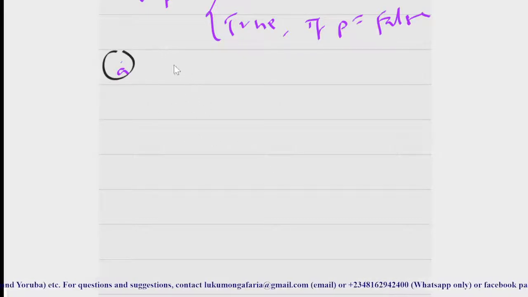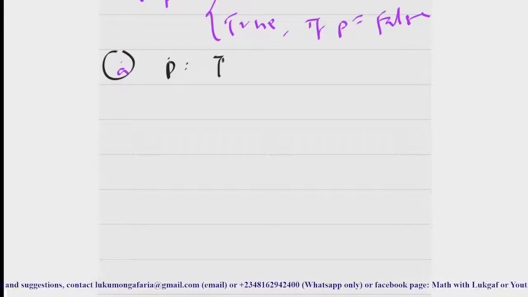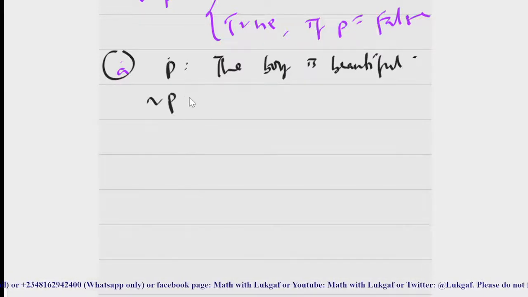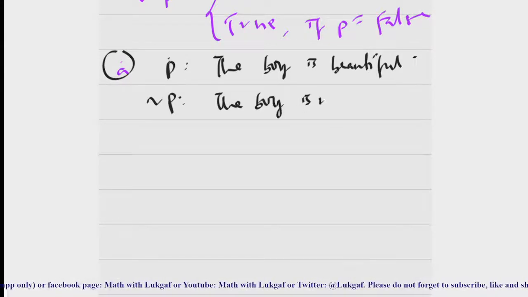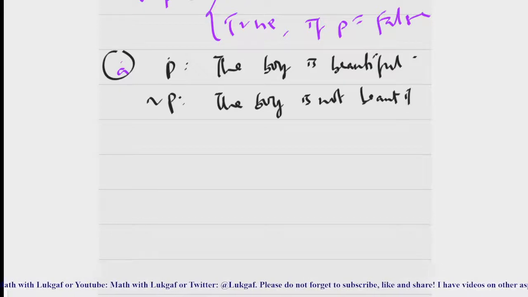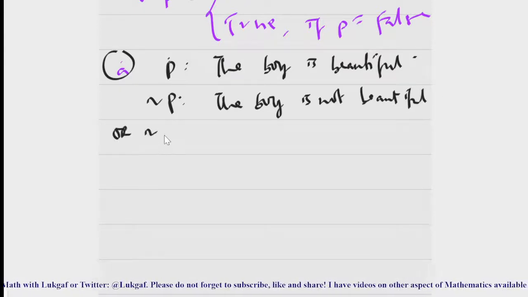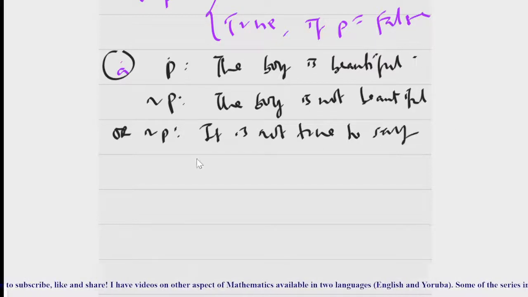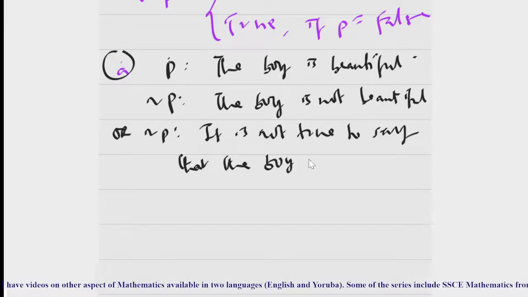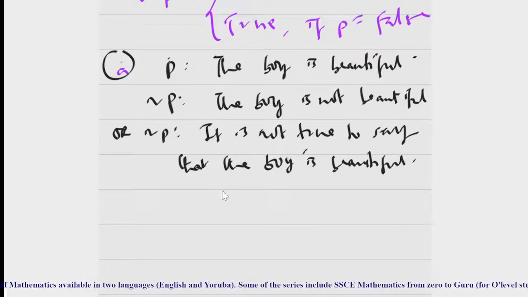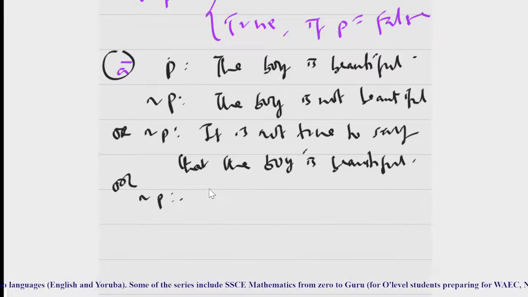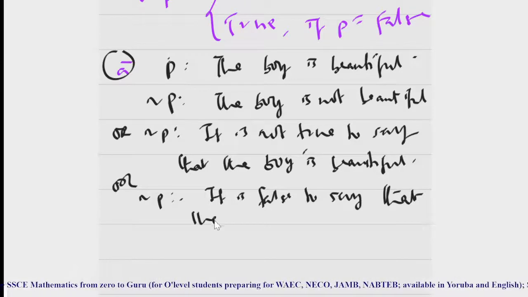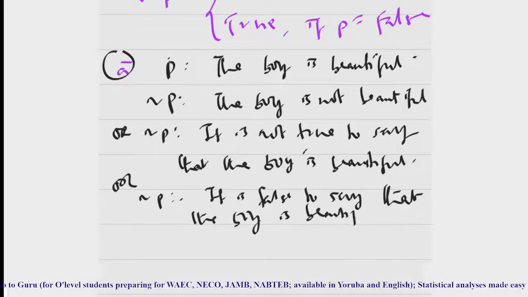If P is a statement, the boy is beautiful, the negation of P will be: the boy is not beautiful. You understand? That's one of the ways you can state it. Or you can say, it is not true to say that the boy is beautiful. It is the same thing. Or another thing you can say is, it is false to say that the boy is beautiful. So that's negation.